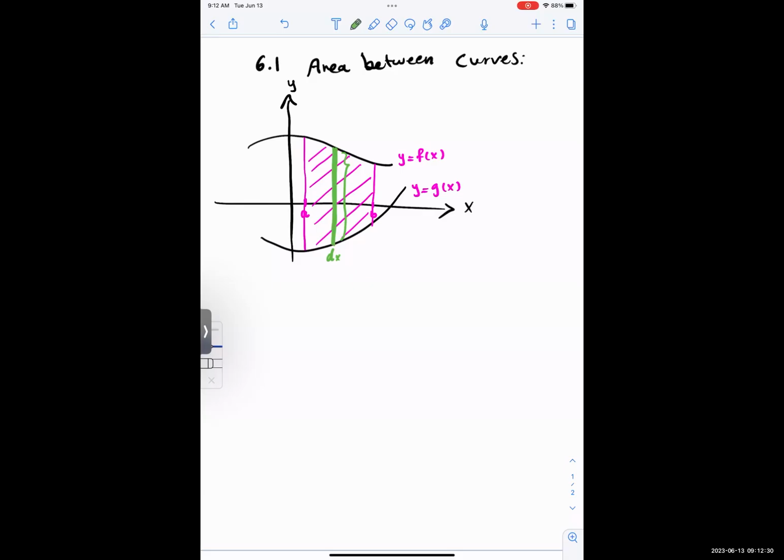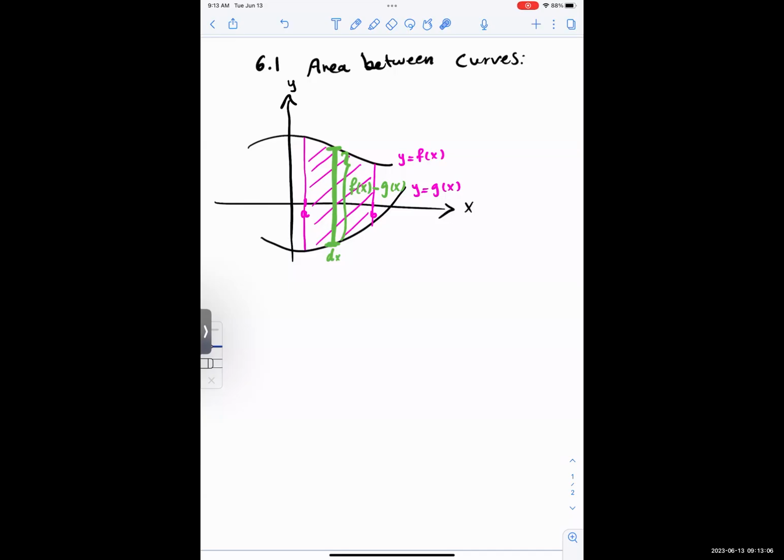So if I want to generally name it, do you agree that I can say this length is the y value of the top minus the y value of the bottom? The y value of the top is f of x, minus the y value of the bottom one, which is g of x. So the measure of this length is f of x minus g of x, because it's the y value of the top minus the y value of the bottom.